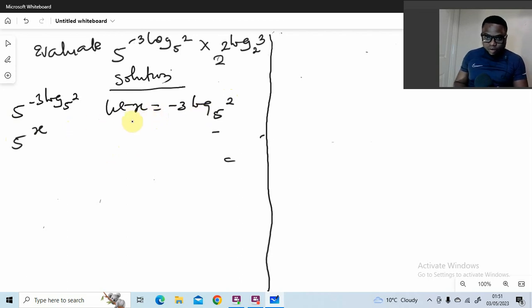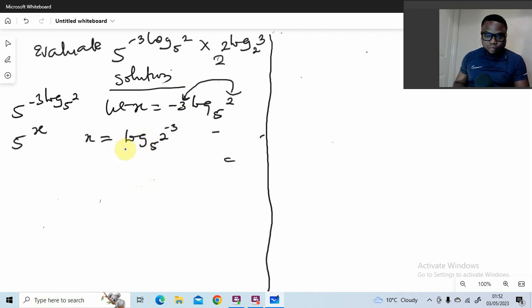To look for the value of x, I will apply the power law of logarithm here. That will be x equals log 5 raised to the power of 2, then raised to the power of minus 3, because minus 3 has to go up to become the power of 2. That is the power law of logarithm. Then the inverse of it is bringing minus 3 down to multiply log. So it can go this way.